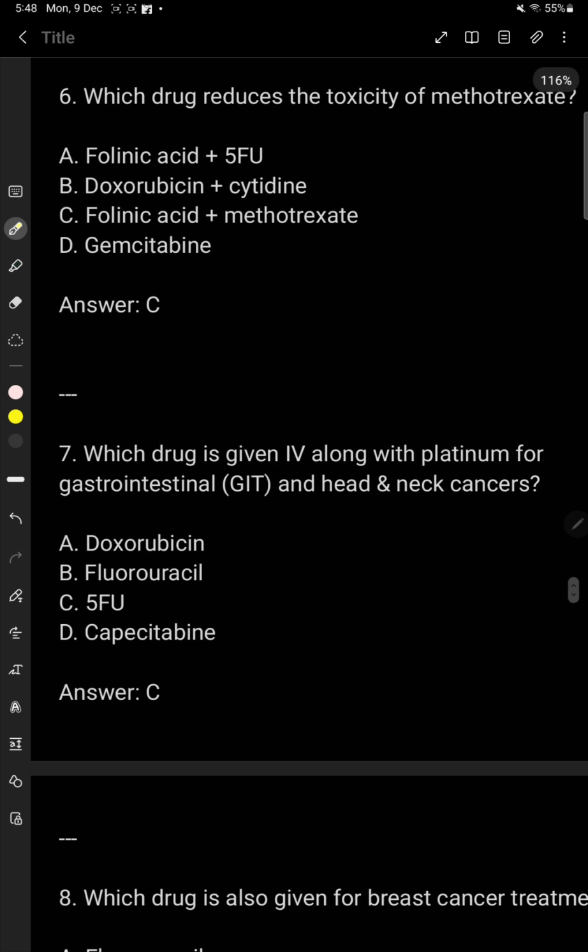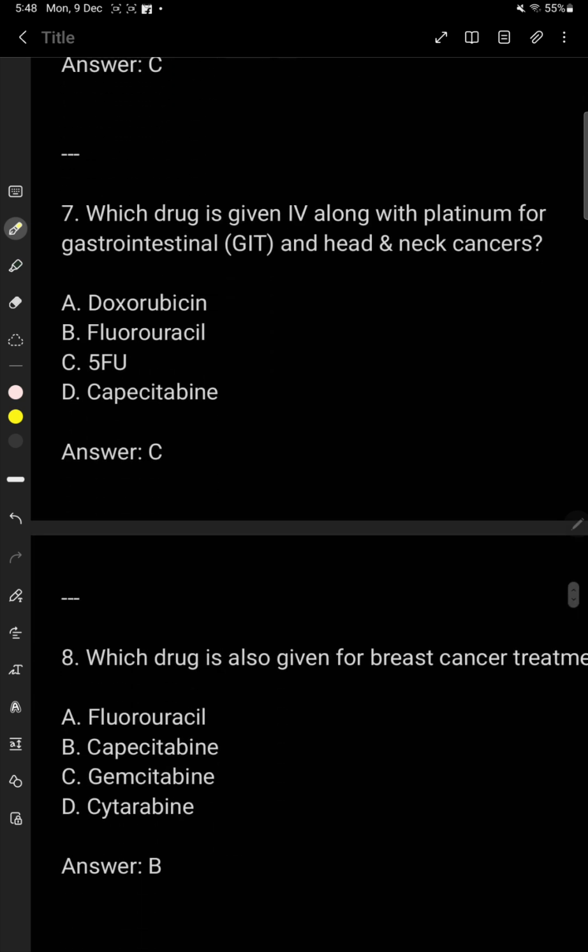Which drug reduces the toxicity of methotrexate? Folinic acid reduces the toxicity. It is the antidote for methotrexate toxicity.